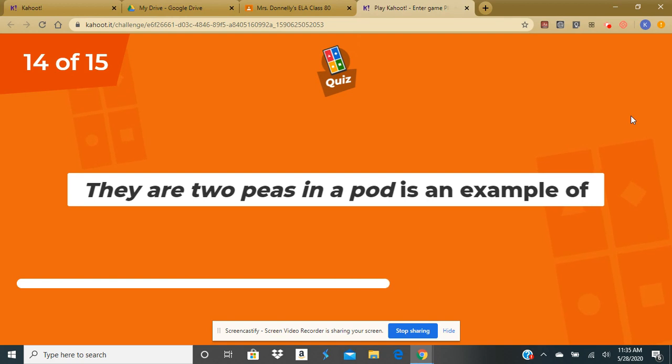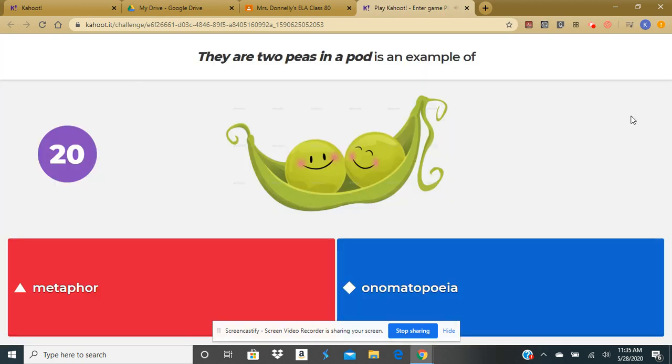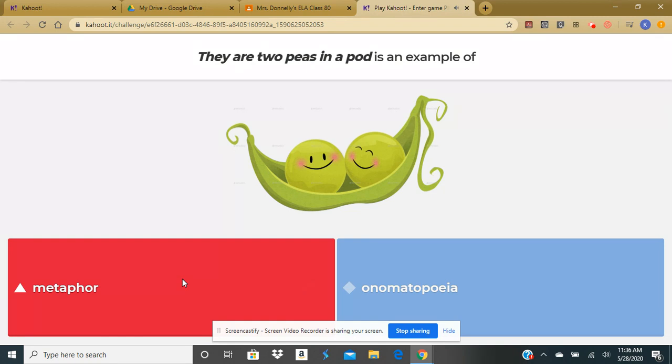They are two peas in a pod is an example of. So it's not an onomatopoeia because I do not see any sound words. It's comparing the two people as being very close, like two peas in a pod, but it's not using like or as, so it must be a metaphor.